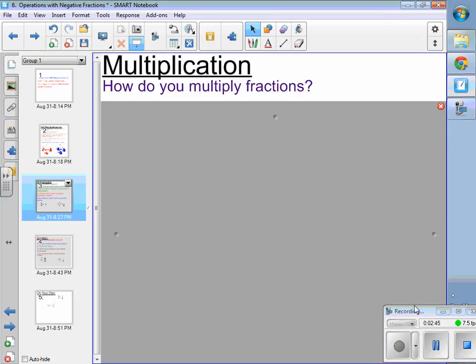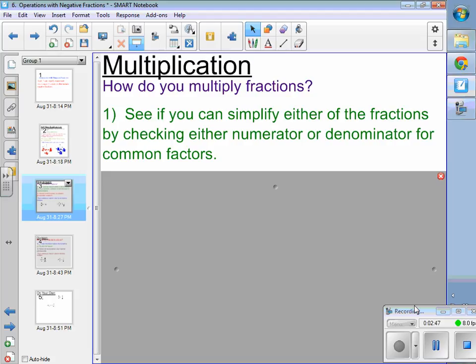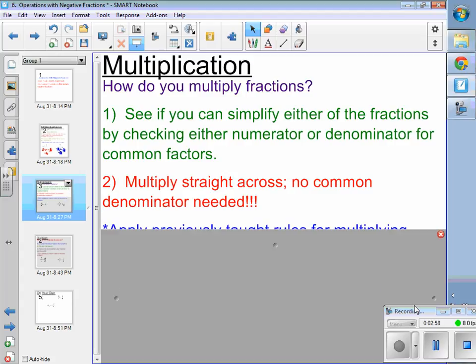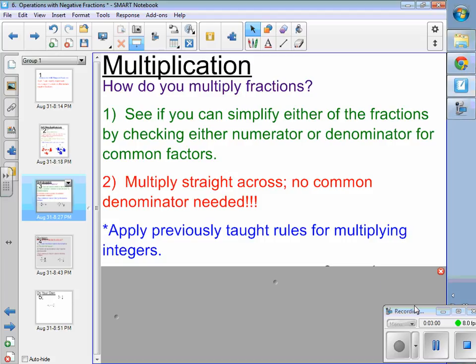Multiplication. How do we multiply fractions? First, we see if we can simplify either of the fractions by checking the numerators and denominators for common factors. We multiply straight across. No common denominator is needed. Apply the previously taught rules for multiplying integers. So same thing.